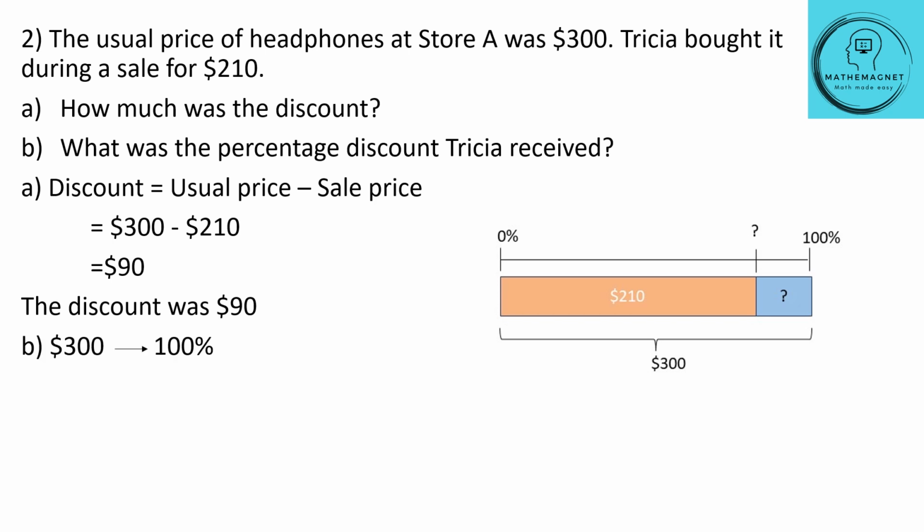Now for question B, we know $300 is equal to 100%. So $90 will be equal to 90 into 100 divided by 300, which will be equal to 30%. So the discount that she has received is 30%.